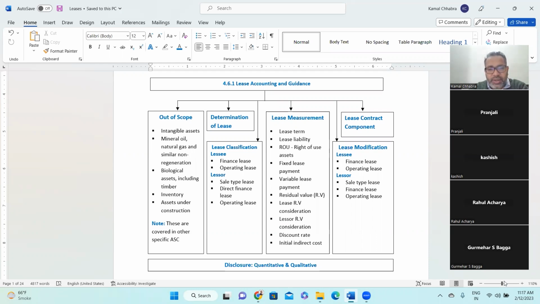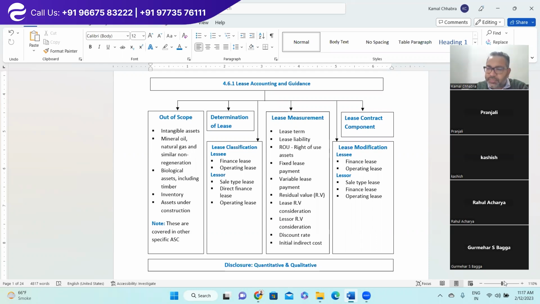Mineral oils, natural gas, similar non-regenerative assets, those are also not covered. Biological assets, including timber, or you can say horses, cattle, those are also not included in ASC 842. Inventory is not included. Assets under construction are also not included. Those all things are clearly mentioned as out of scope, right? Because for them, there are specific accounting standard codifications. These are covered in another specific ASC. That's the reason these are out of the scope of ASC 842.